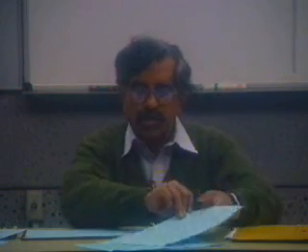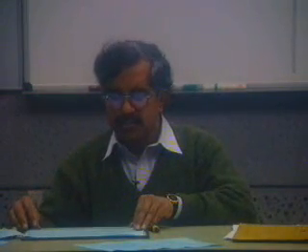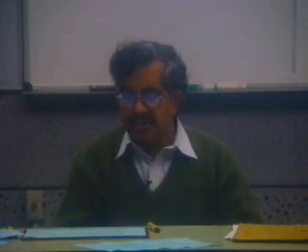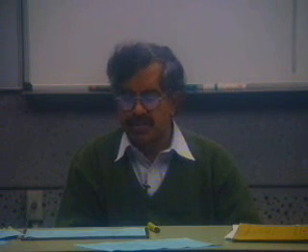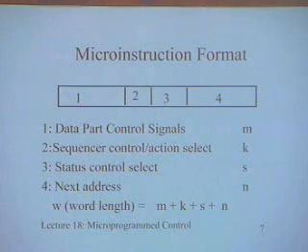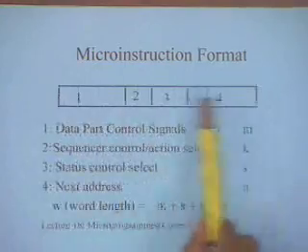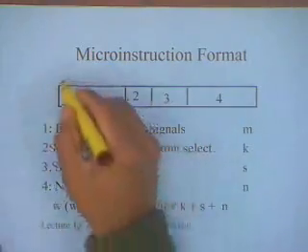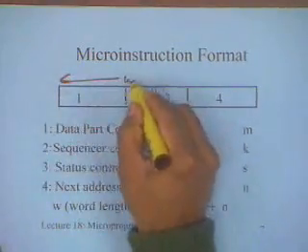Now let's look into what constitutes the microinstruction format. There are four very distinct parts of a microinstruction format. These are all typical. There may be specific situations when one or more of them may be absent, but what we are talking of is a very typical microprogrammed control design. So the whole thing is called the word length, and let's say the number of bits that we have is W.